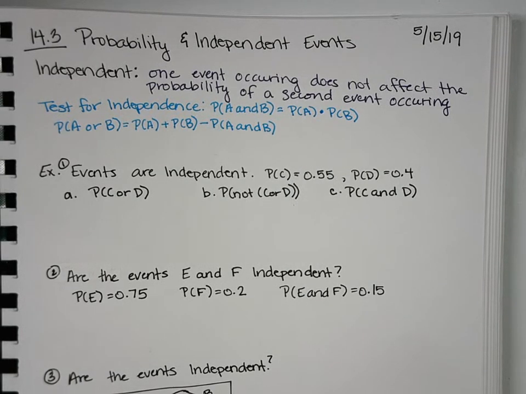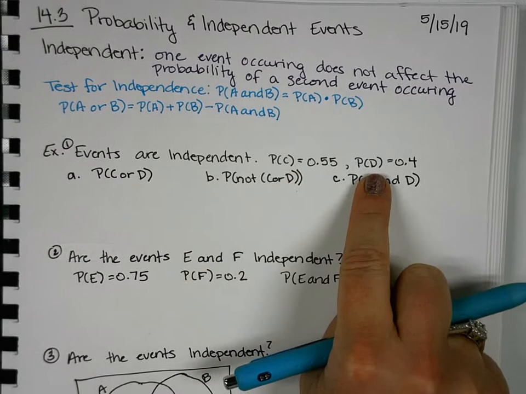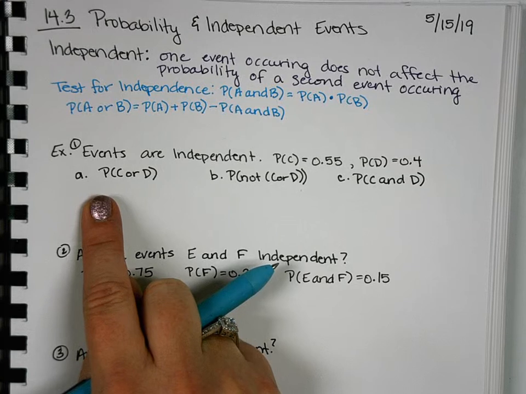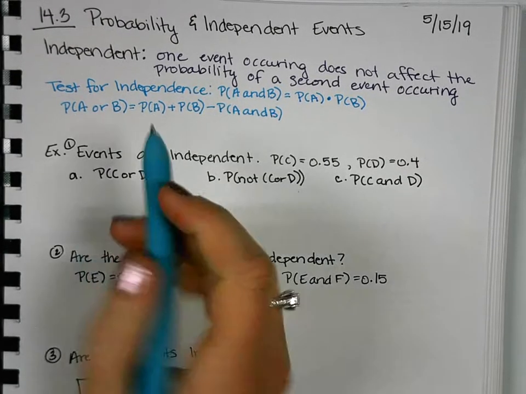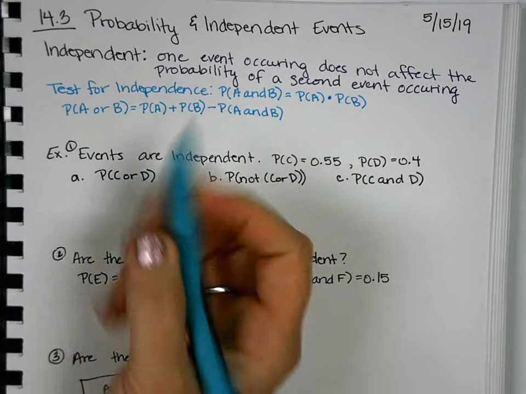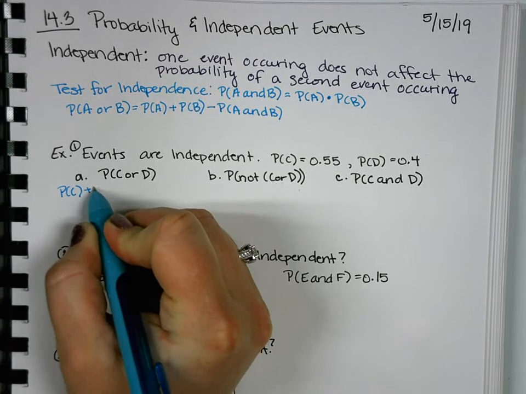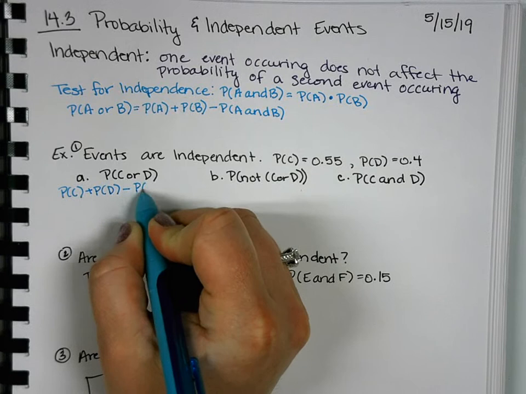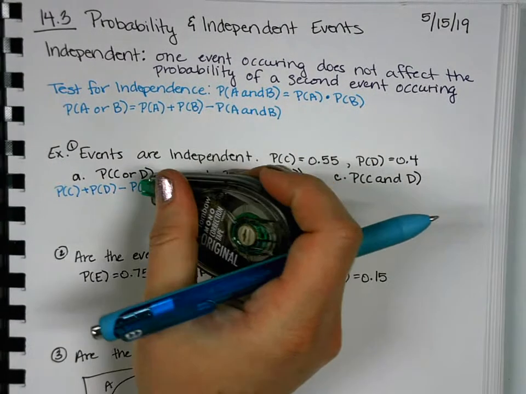So first, number 1 is telling us that our events are independent, and it's giving us the individual probabilities of C and D. So how can we find the probability of C or D? Using this formula right here, we'll take our probability of C plus the probability of D minus the probability of C and D.